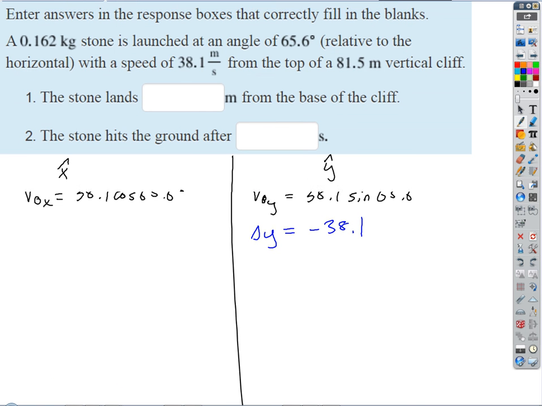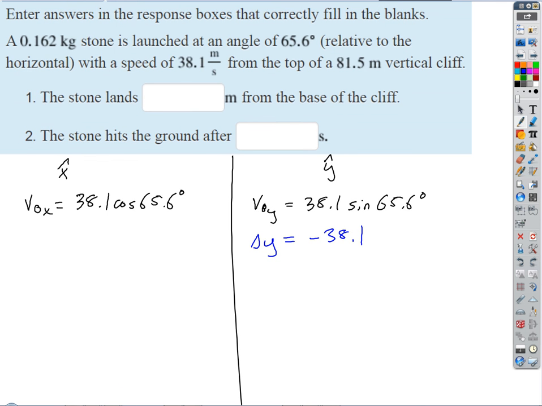We know some other stuff vertically. Shouldn't delta y be 81.5? Yeah. Oh, oops, I put the wrong thing up there, didn't I? You're right. I looked at the wrong number. Sorry about that. So it's 81.5, because that's the distance it falls.